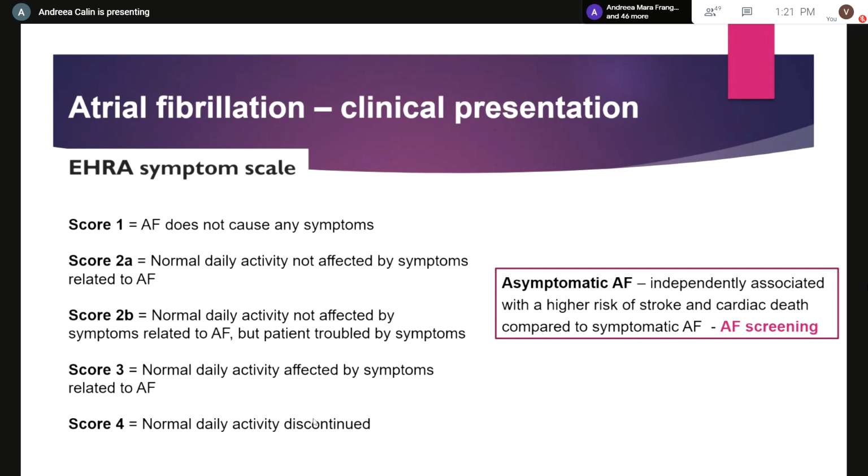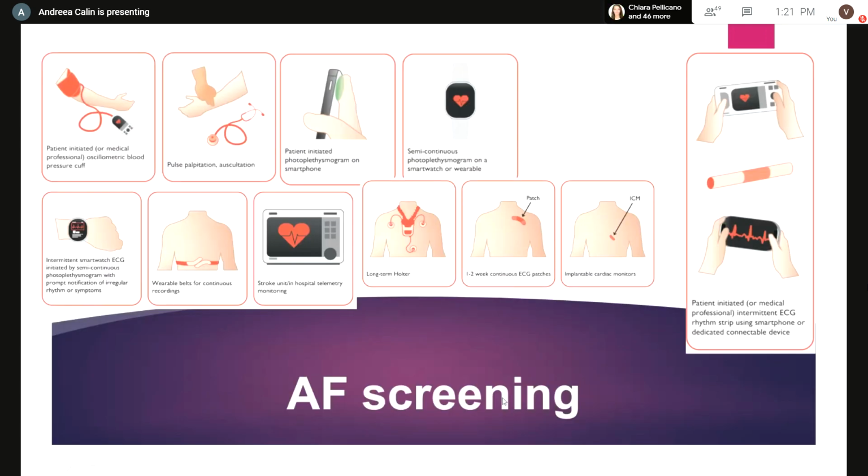of the symptoms. And there is also asymptomatic AF that is very important because this is independently associated with a higher risk of stroke and cardiac death, and we should screen for atrial fibrillation. And we have a variety of methods now in order to screen for this atrial fibrillation, including smartwatches and these kinds of gadgets that may give us an idea about the heart rhythm.